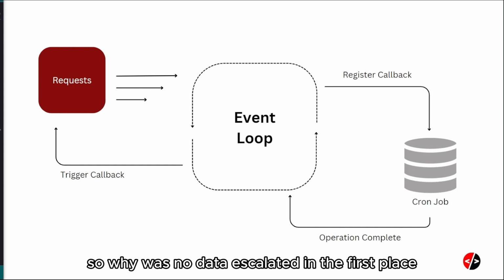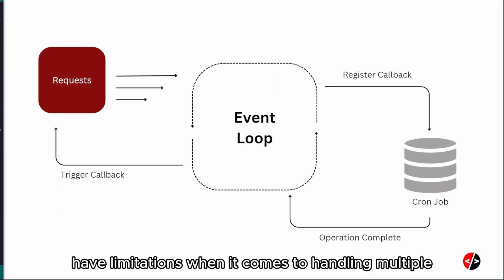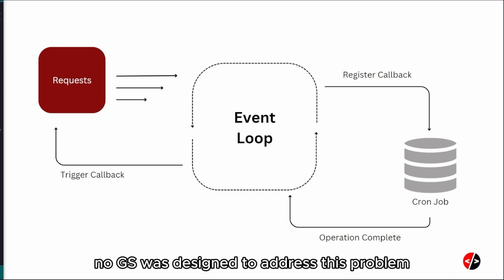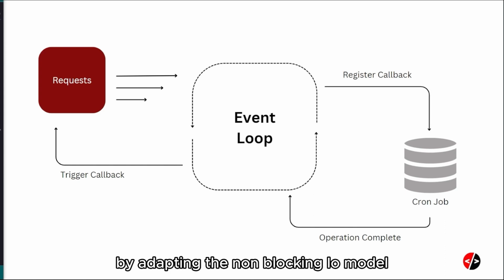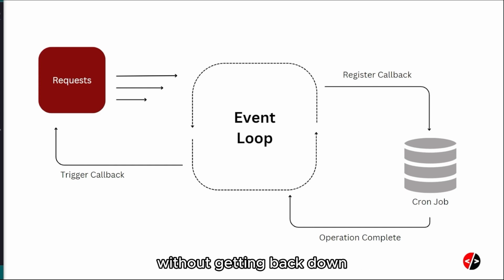So why was Node.js created in the first place? Well, traditional web servers like Apache or Nginx have limitations when it comes to handling multiple concurrent connections. Node.js was designed to address this problem by adopting the non-blocking I/O model. This means that it can efficiently handle many simultaneous connections without getting bogged down.